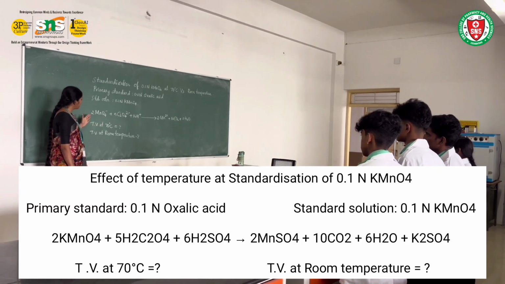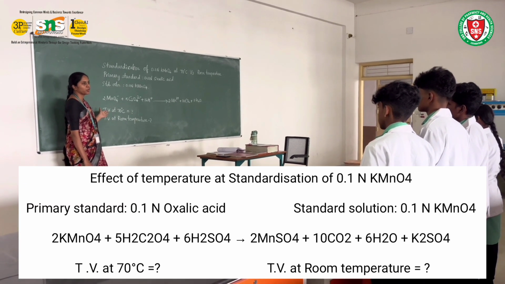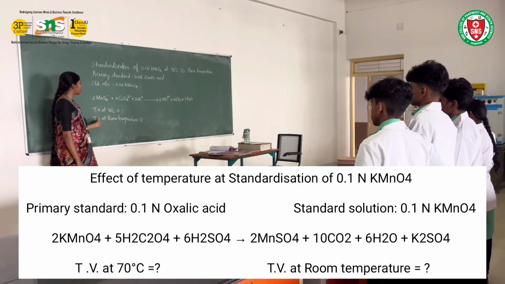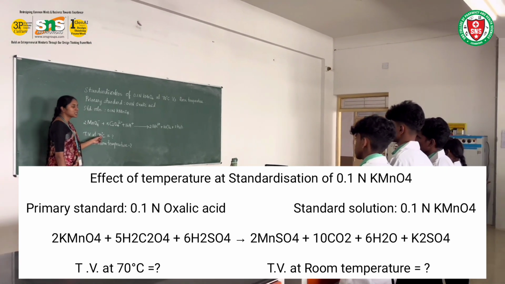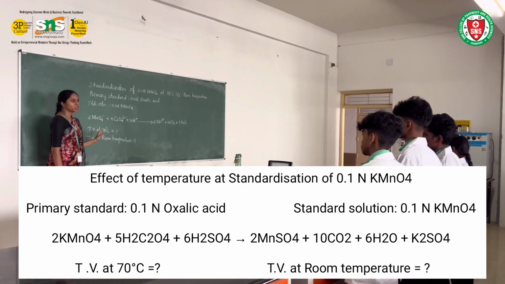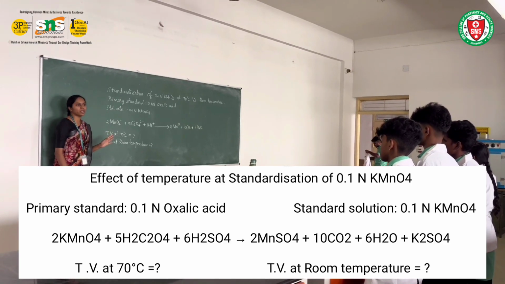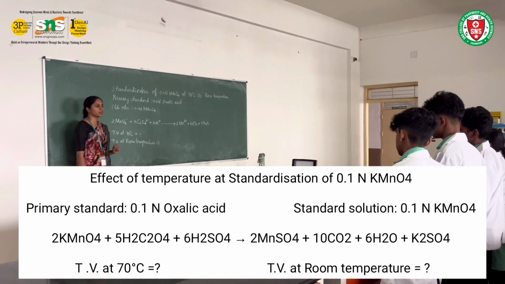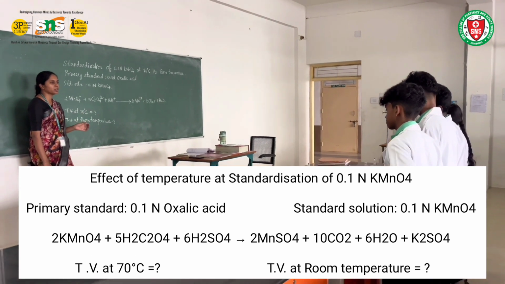Now we are going to see how the temperature will affect the titrant value: what will happen if we do this experiment at room temperature and what will happen if we do it at 70 degrees Celsius. So let's begin the experiment. For doing this experiment we need a conical flask, burette, measuring cylinders and standard flasks for preparing the solutions.